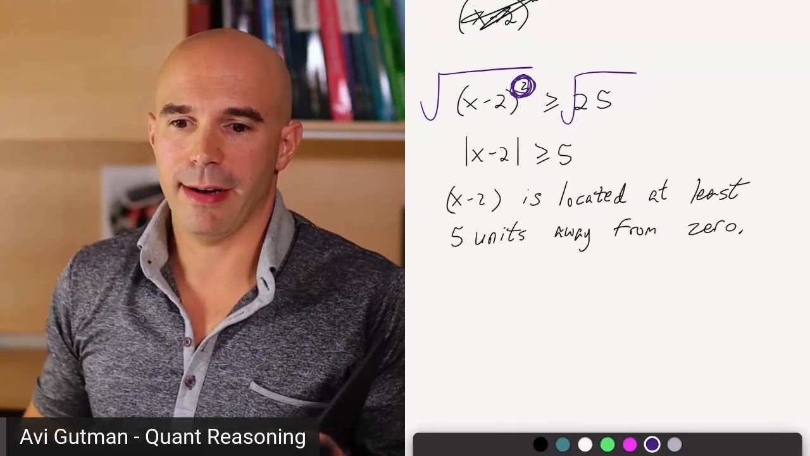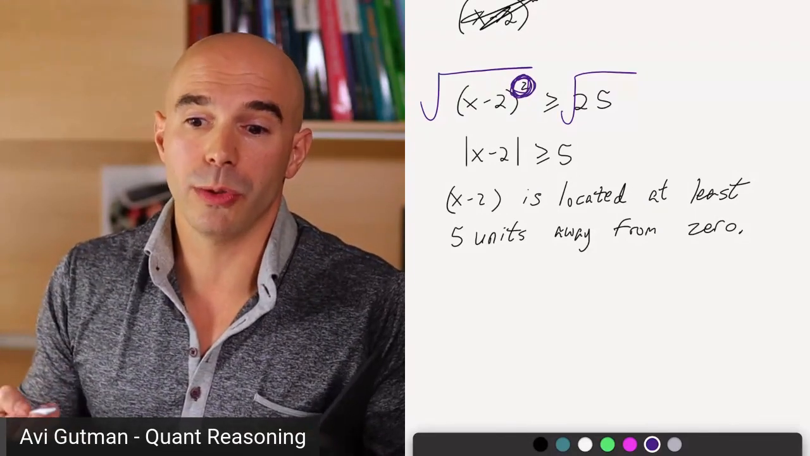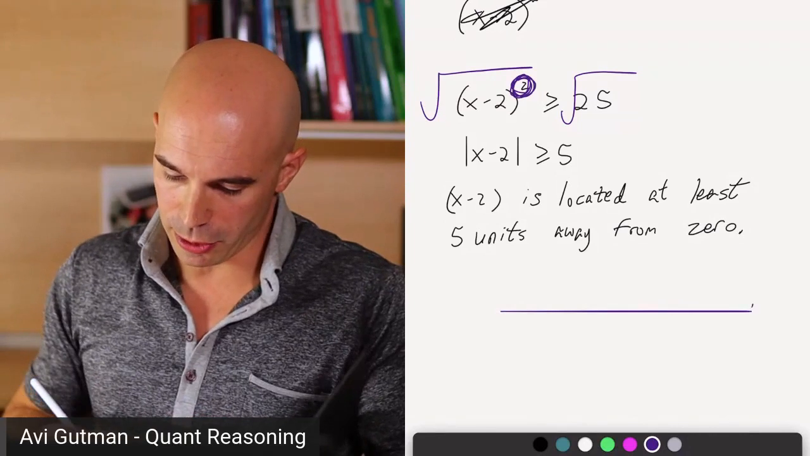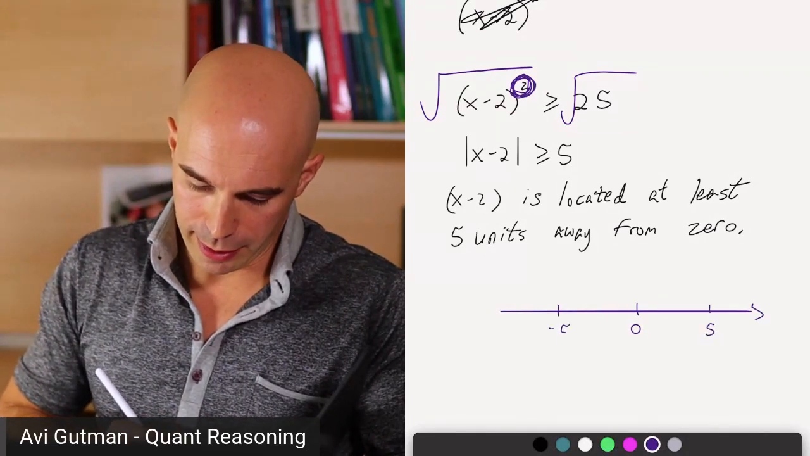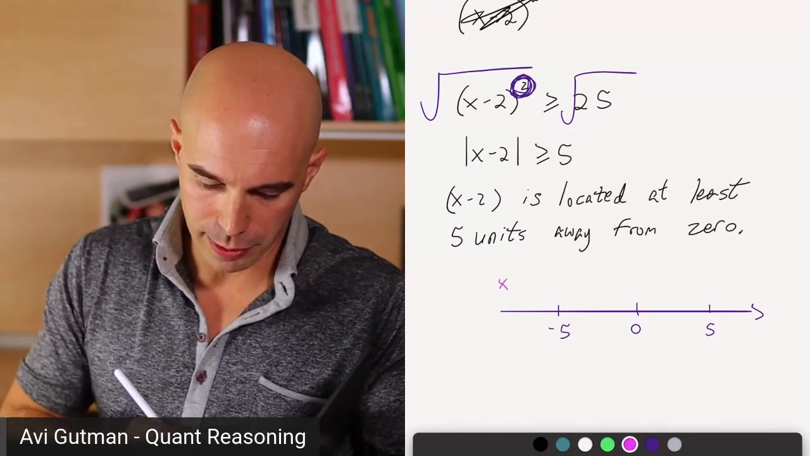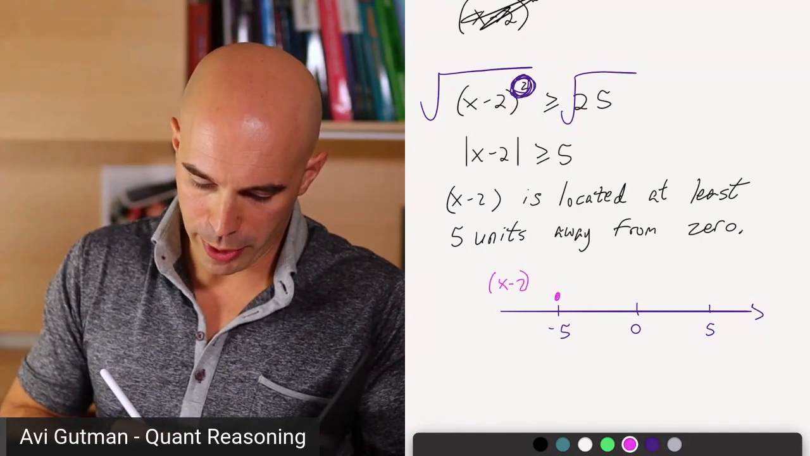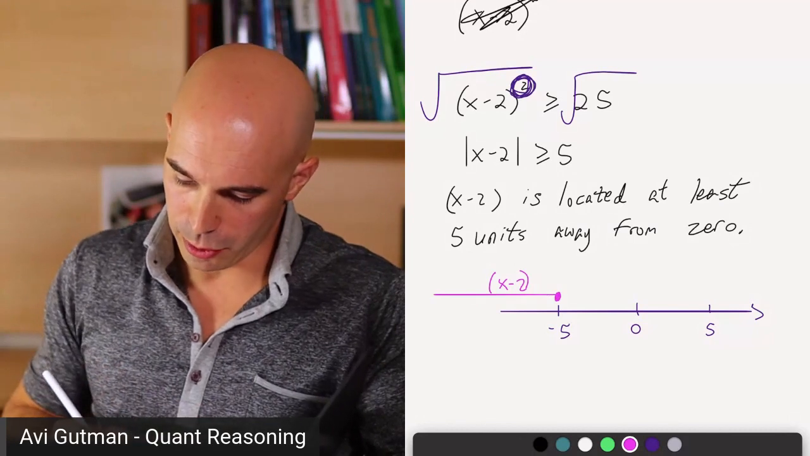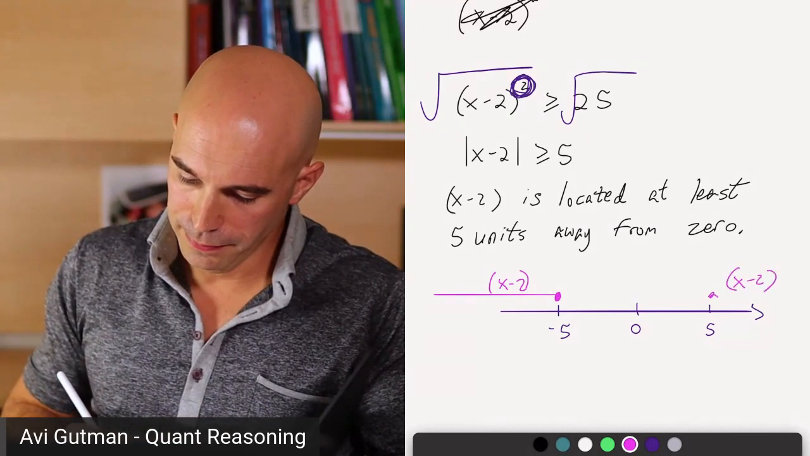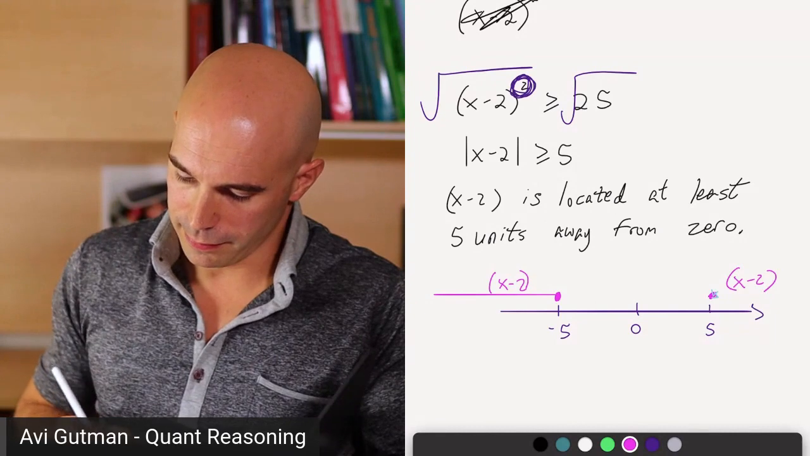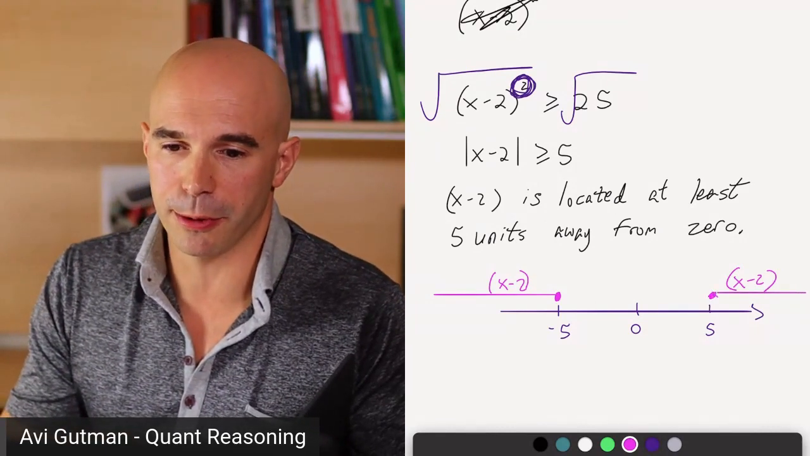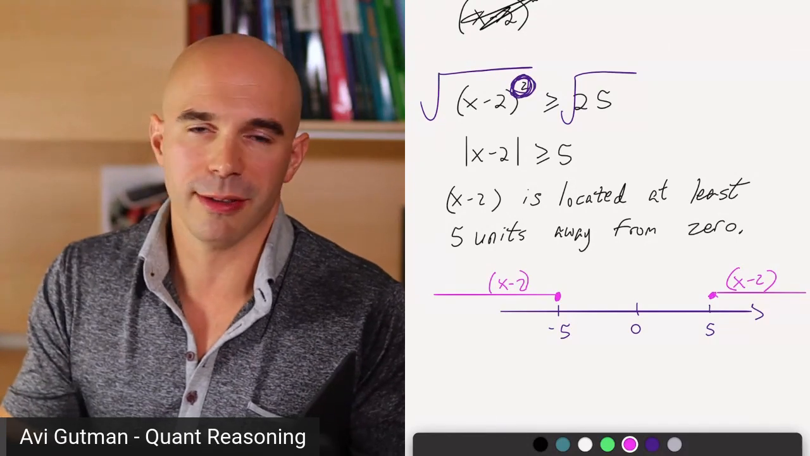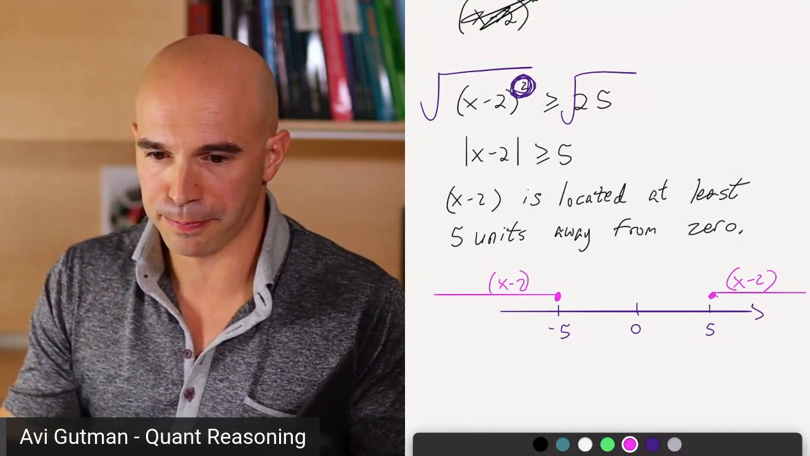So now that I know that x minus 2 is located at least 5 units away from 0, I can draw that on a number line. And I can say that x minus 2 lives somewhere there or somewhere there. It's at least 5 units away from 0. It's like a restraining order, not allowed within 5 units of 0.